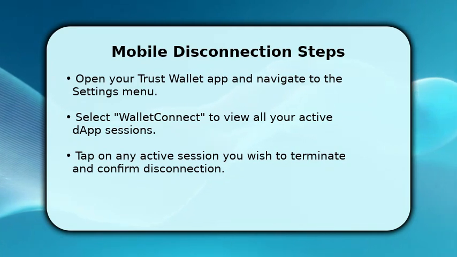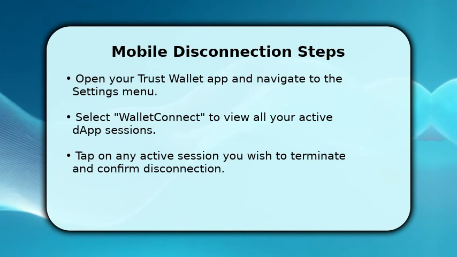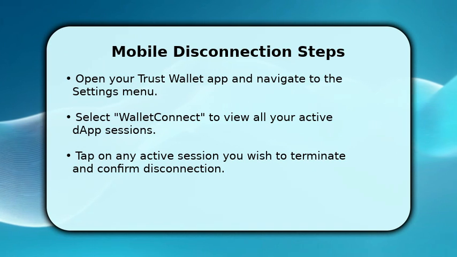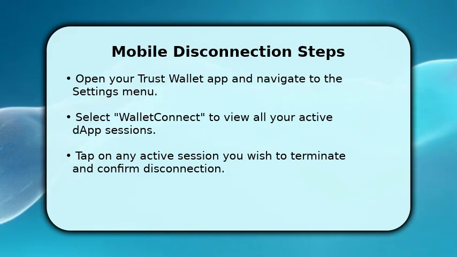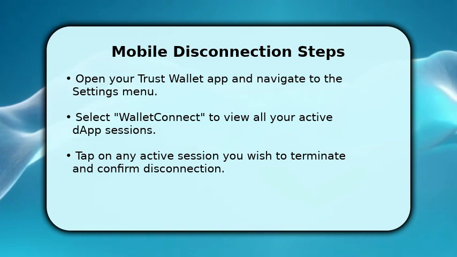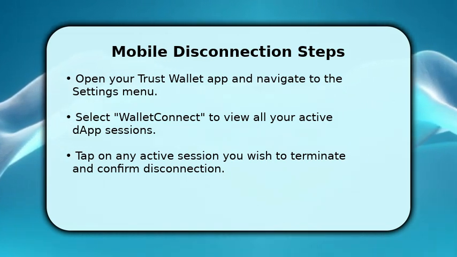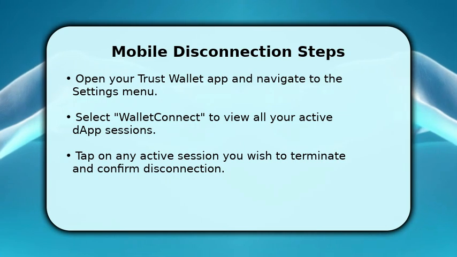First, open your Trust Wallet application. Then tap on the settings icon, usually found at the bottom right. From there, select Wallet Connect. You will see a list of all currently active dApp connections. Simply tap on the specific session you want to end and then confirm the disconnection. Another option is to go to Preferences, then Browser, and clear Browser cache to disconnect from all dApps at once.